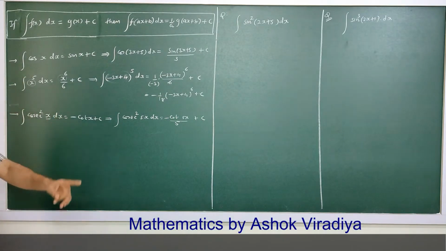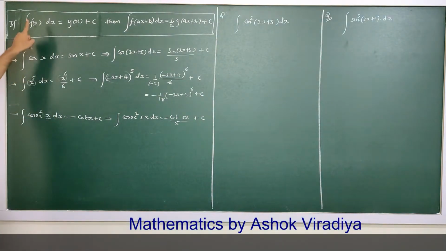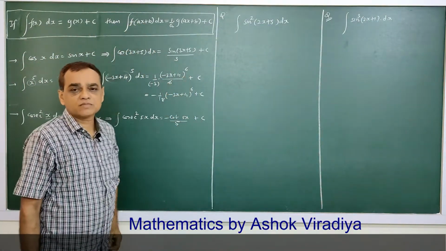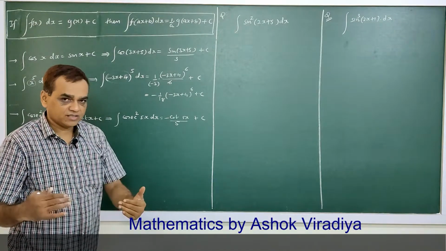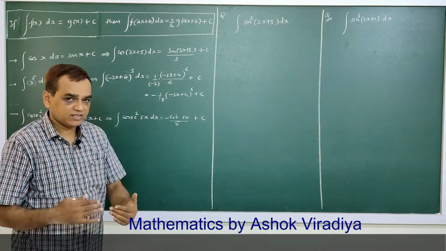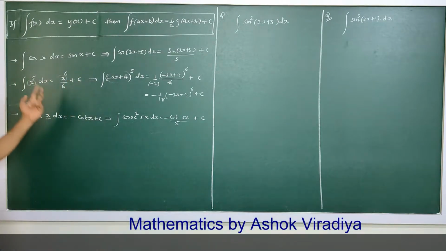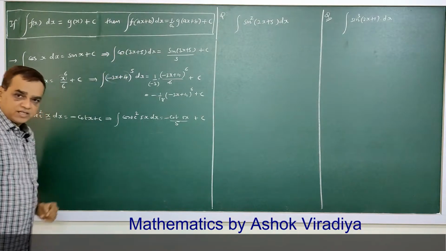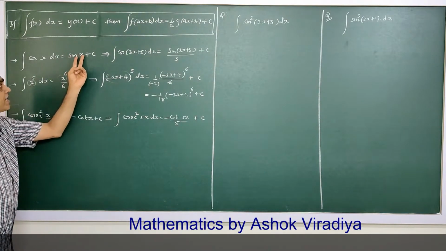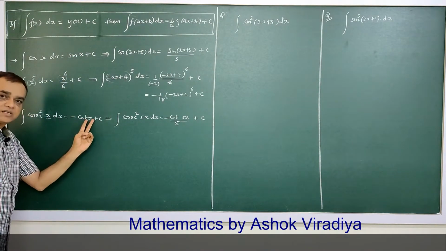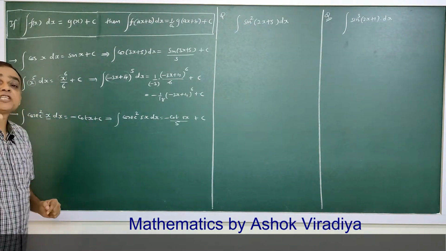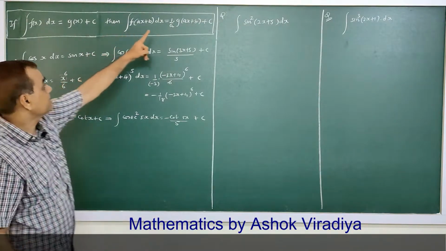So this rule is applicable whenever x is replaced by ax plus b. We have more than 20 formulas. In the list of all 20 formulas, if you replace x by ax plus b, then on the right hand side keep here ax plus b. But after replacing x by ax plus b, divide by the coefficient of x. The coefficient of x is a.